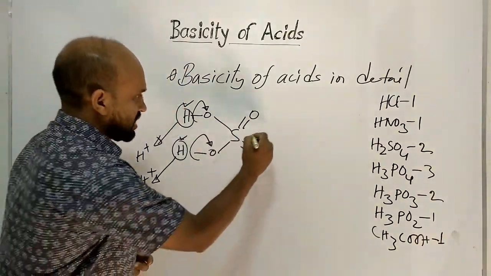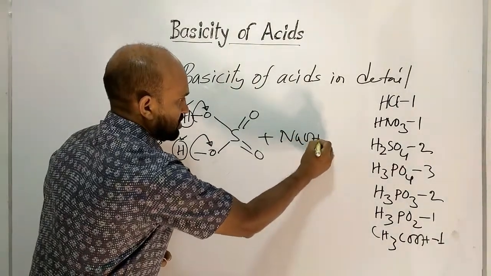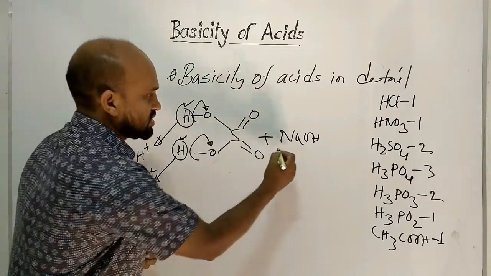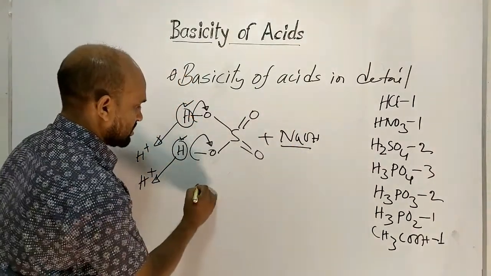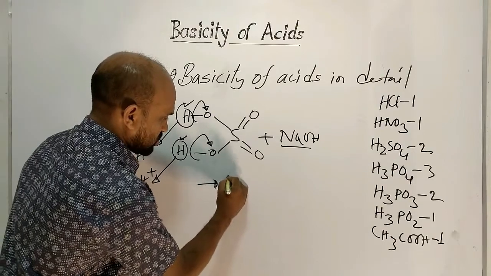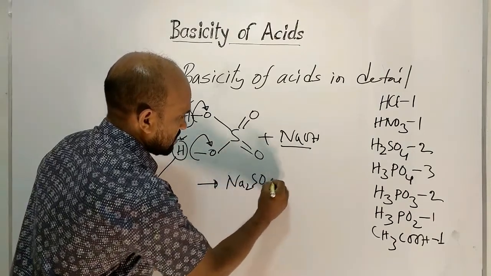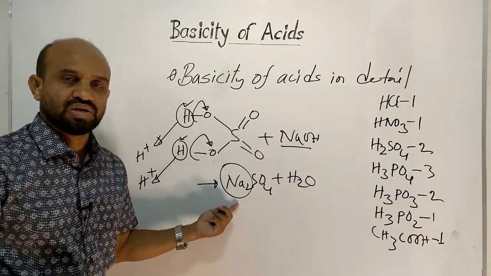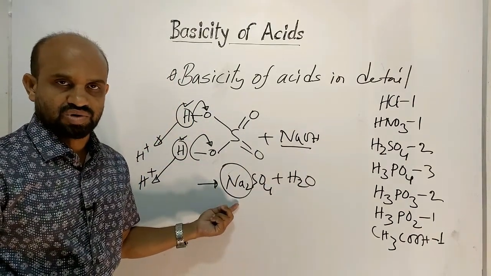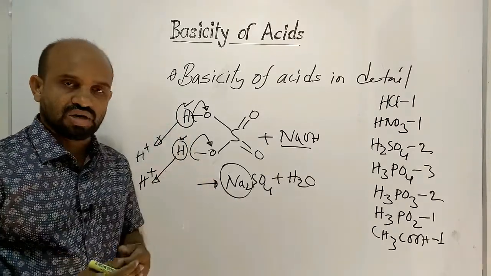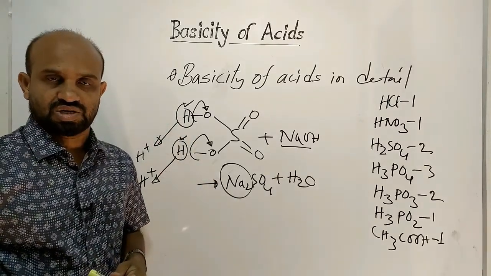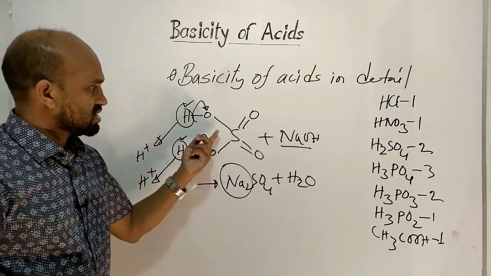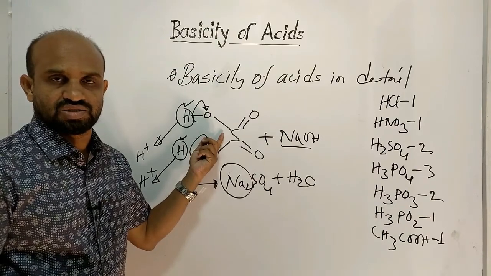Again, if it is added to sodium hydroxide, then these 2 hydrogen atoms are replaced by the base, that is sodium, and these compounds are formed, that is sodium sulfate and water. So 2 hydrogen atoms are replaced by 2 sodium atoms. So in this compound there are 2 replaceable hydrogen atoms or 2 ionizable hydrogen atoms. That is why the basicity of sulfuric acid is 2.